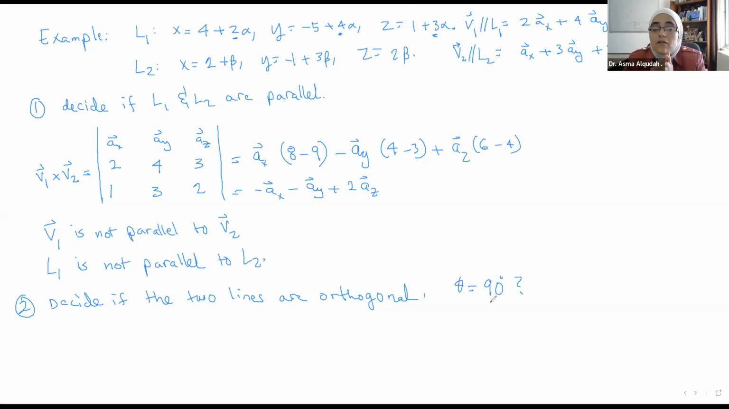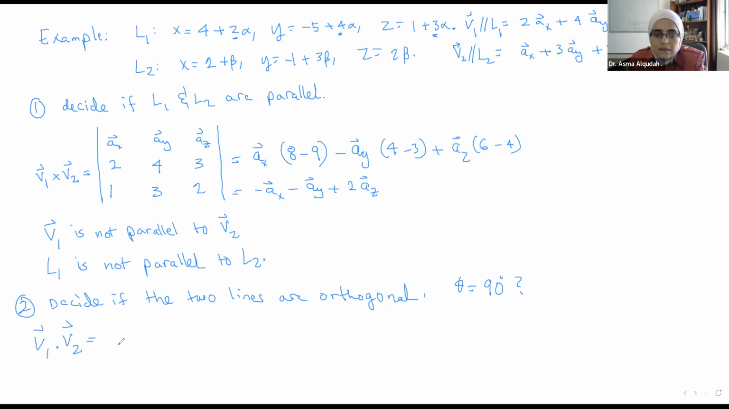To find out if the angle is 90 degrees, what should we do? We should use which kind of product? We should use the dot product, because if the angle between the two lines is 90 degrees, then the dot product should give me a result of 0. If it gives me a result that is not 0, then we can say that the two lines are not orthogonal. So we want to perform the dot product between v1 and v2.